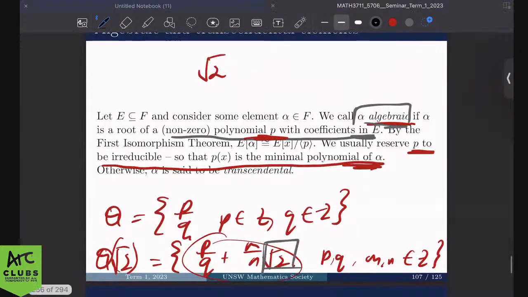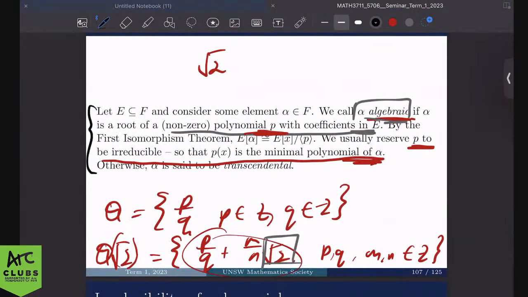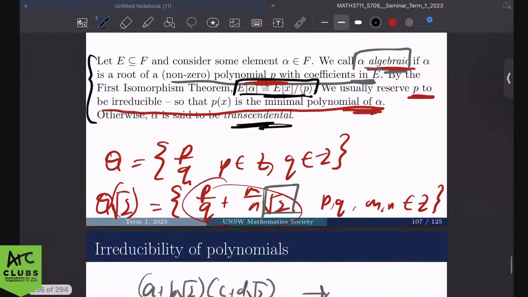So the whole point of this is that if you have a minimal polynomial, P of x, you can use this property. Otherwise, alpha is going to be transcendental, which means you can't write it as a root of a polynomial with coefficients in E. That's what we call an infinite field extension, but we'll talk about that later.